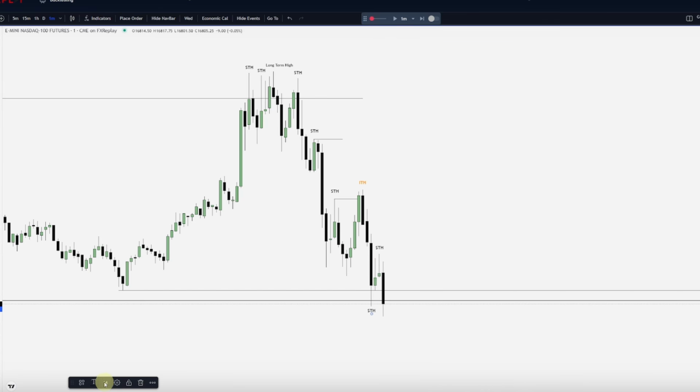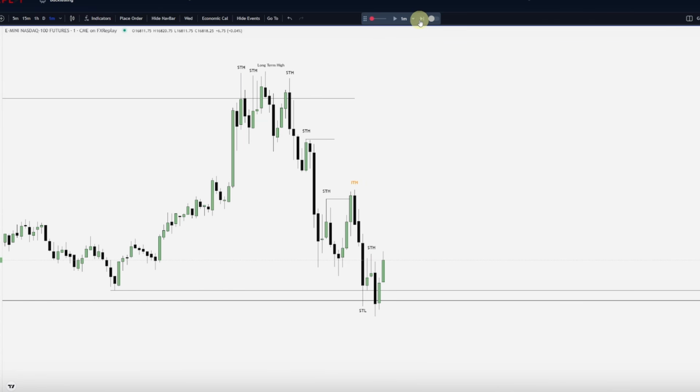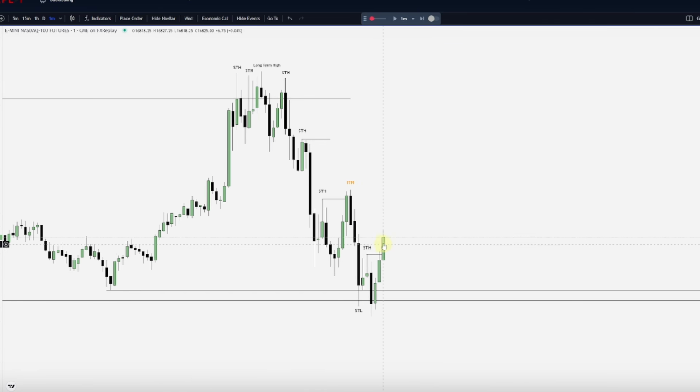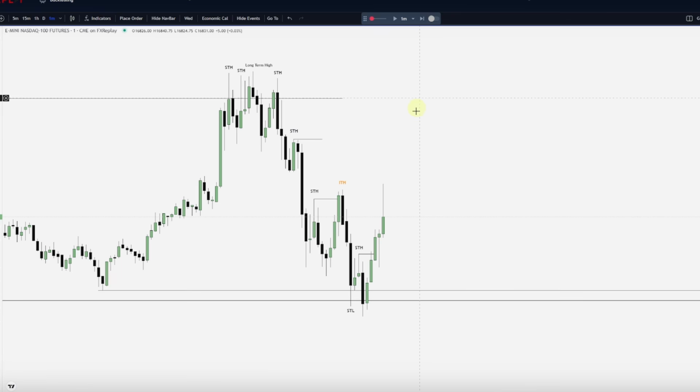So let's take a look at these lows. We now have a short-term low right here. Now we are breaking this short-term high. Now this could be considered our market structure shift or break, but a lot of times I like to look for the intermediate term high to be taken to signify a shift in structure. So here you can see we now form another short-term low. This makes this what? Our long-term low.